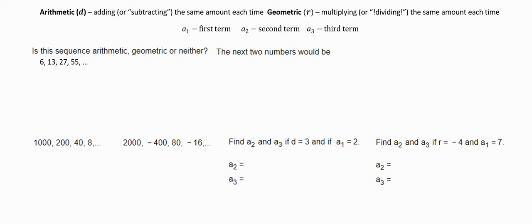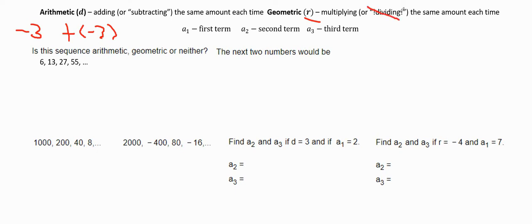So as a quick reminder, arithmetic sequences, we use the letter D. That's if we're adding or subtracting the same amount each time. Note that subtracting 3 is the same thing as adding a -3. And for geometric, we use the letter R for ratio. And that's if we're multiplying. We're not even going to use really the term division here.